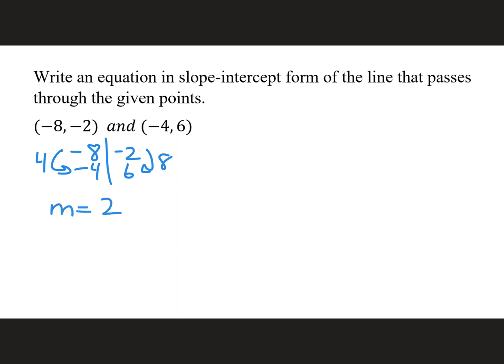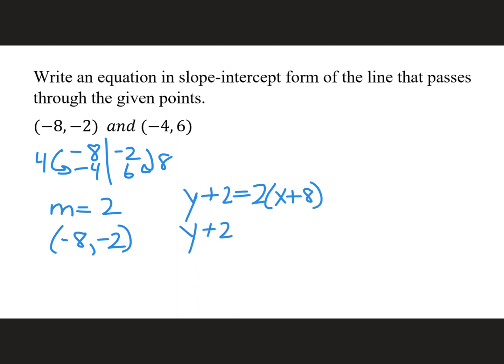And then I can choose whichever point I want to use. And what I'm going to do is show you both ways. So we'll start with this one, and I'm going to walk you through it. I'm going to have y and then the opposite of -2. So plus 2 equals my slope, and then x looks like plus 8 because it's the opposite of -8. I'll do y plus 2 equals 2x plus 16. Get rid of the 2 so that y is by itself, and I have y equals 2x plus 14.